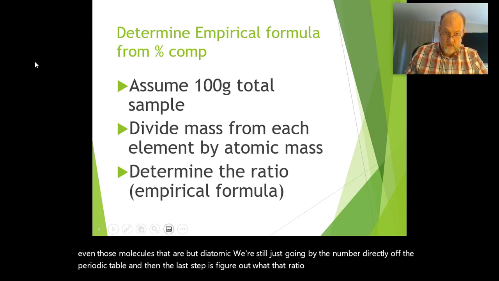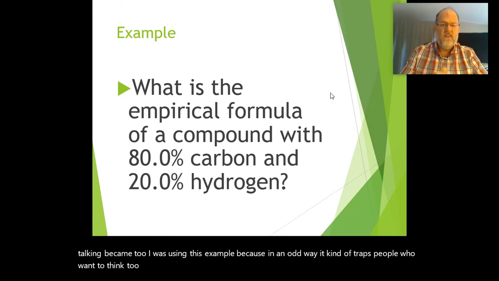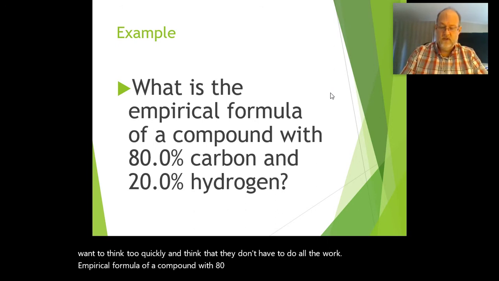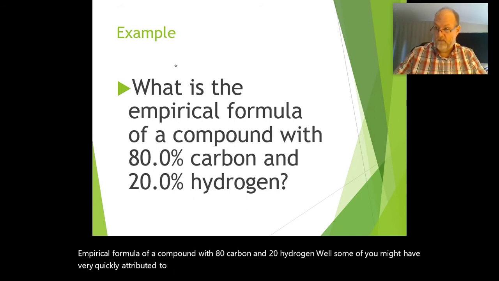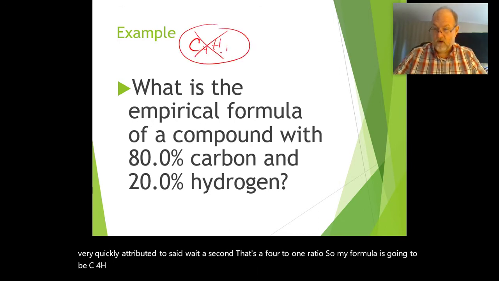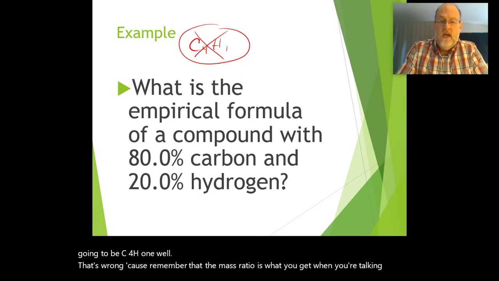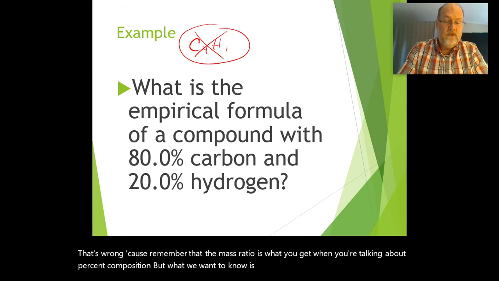Now, when talking about Chem 2, I always use this example because in an odd way, it traps people who want to think too quickly and think that they don't have to do all the work. Empirical formula of a compound with 80% carbon and 20% hydrogen. Well, some of you might have very quickly said, wait a second, that's a 4-to-1 ratio, so my formula is going to be C4H1. Well, that's wrong. Because remember, the mass ratio is what you get when you're talking about percent composition. But what we want to know is the number atom ratio. It's going to be very different.